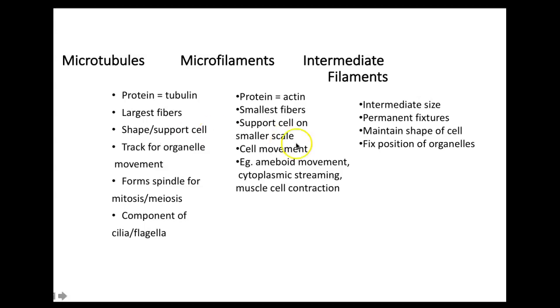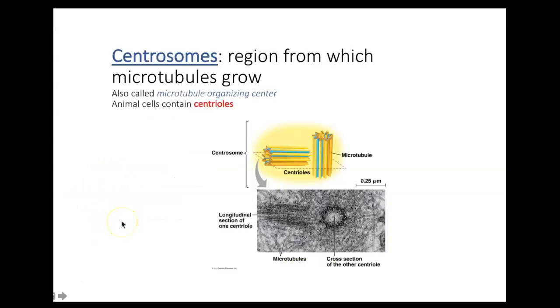I would definitely not worry about intermediate filaments. I would not worry about microfilaments. I would just know microtubules. They're made up of protein tubulin, and they provide a track for organelle movement. I think that's important. But most important about microtubules is they form the spindle for mitosis and meiosis, and then they're the component of cilia and flagella. So I would just know microtubule and basically these two bullet points right here.